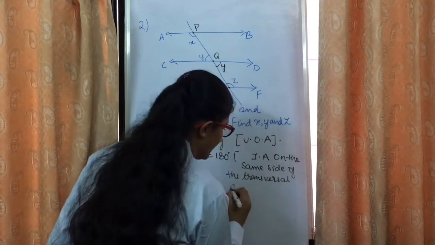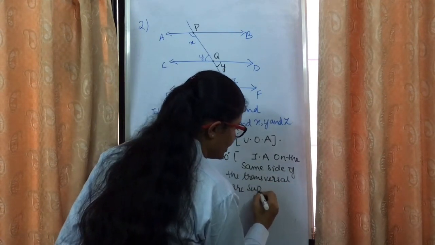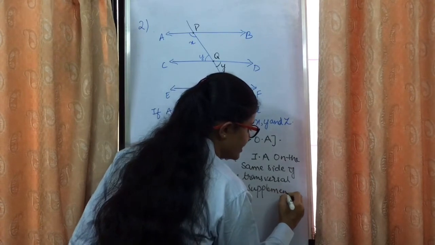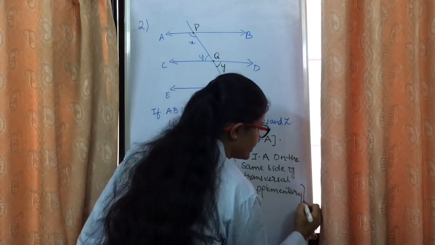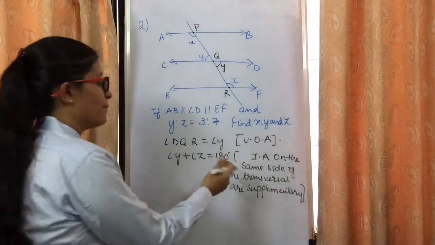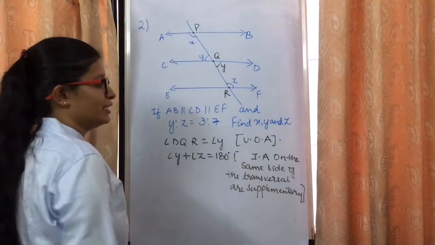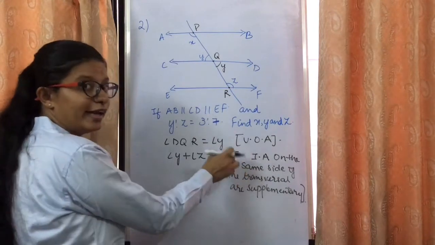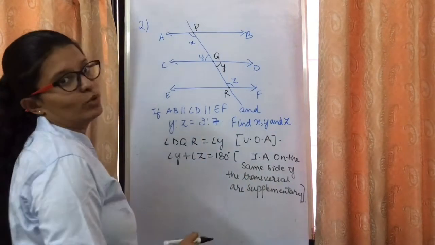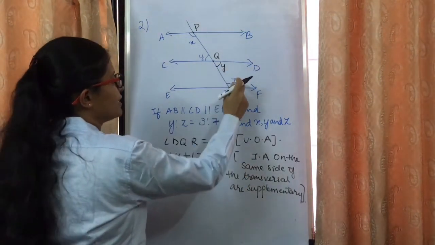are supplementary. It is very important to write the reasons in the bracket. Otherwise, it is not known on what basis you took it as 180 degrees. What is the reason for taking it as 180 degrees? So this is the reason, it clarifies why you took 180. So you can say y plus z is 180.